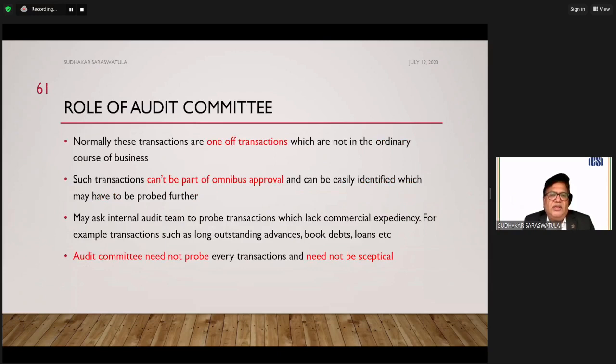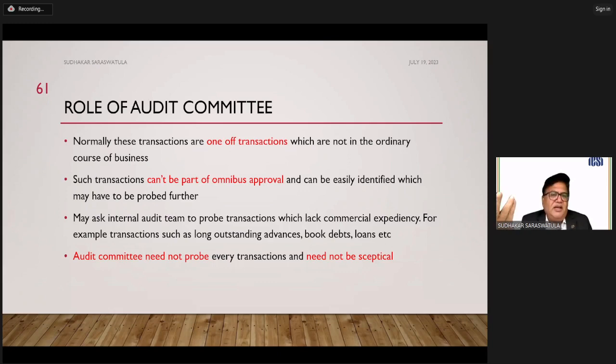So as I told you, of course the audit committee need not probe, need not get perturbed with this kind of thing. In fact, several times when I go as faculty to training programs for directors, this question is asked: how do I insulate myself as an independent director? It is very difficult to say how you will insulate yourself. You have to be vigilant and diligent. Keep your eyes and ears open.